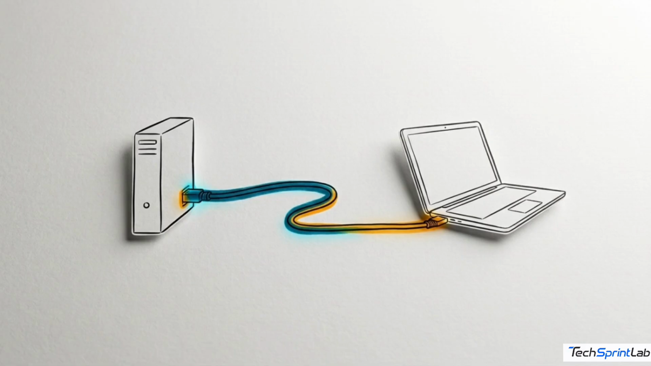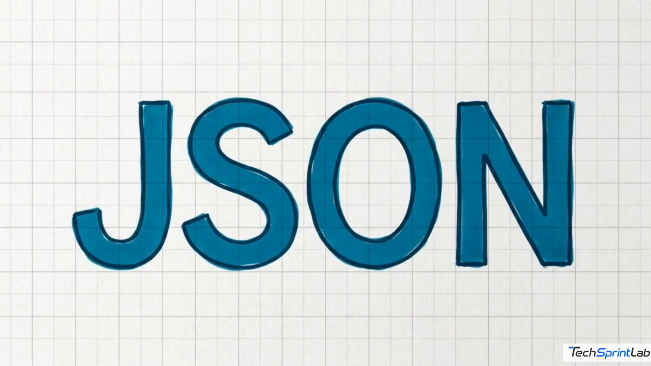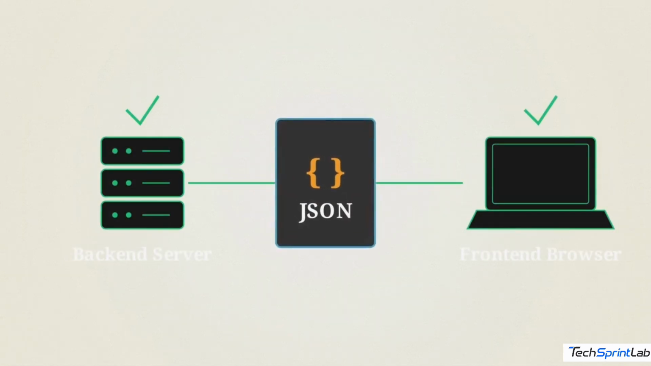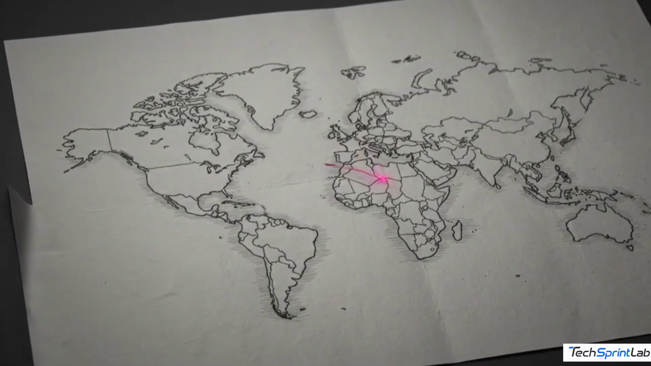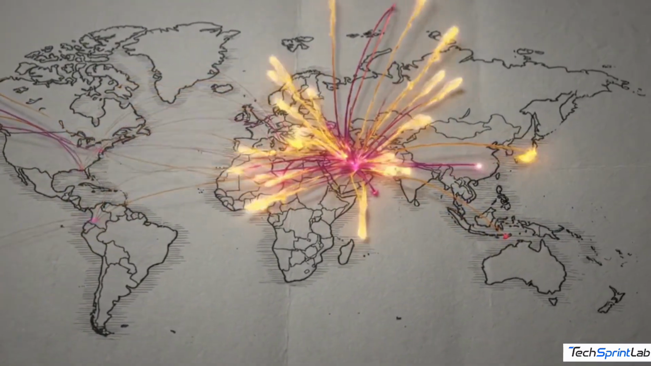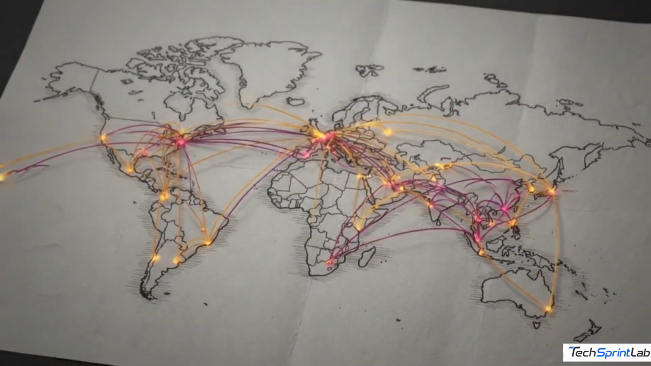To bridge this gap, developers needed a format that could exist independently of any specific programming language. It had to be purely text-based and extremely lightweight. That solution is JSON. It provides a highly structured text format that both the backend server and your front-end browser can parse and understand without any special configuration. Successful data interchange on the web relies on a common syntax. JSON provides that structure, allowing disparate systems to communicate across the globe without failure.